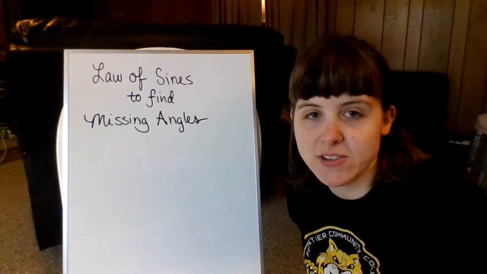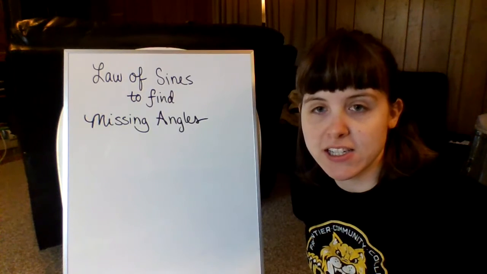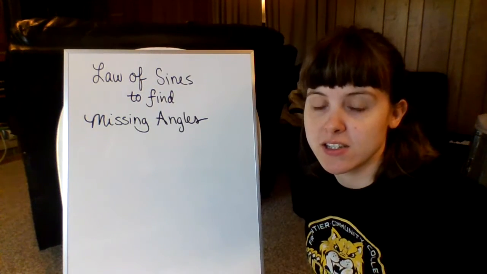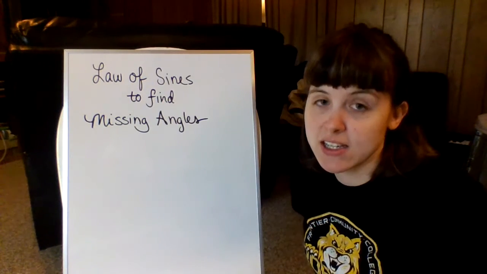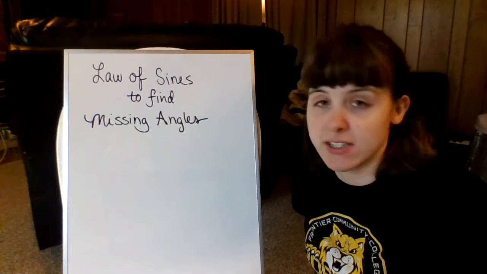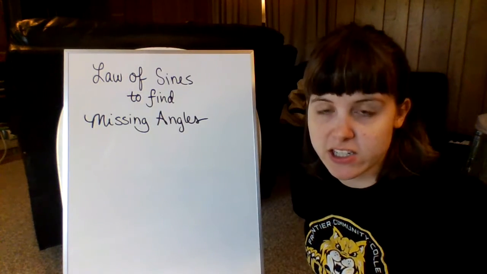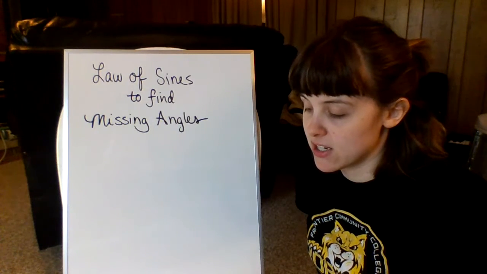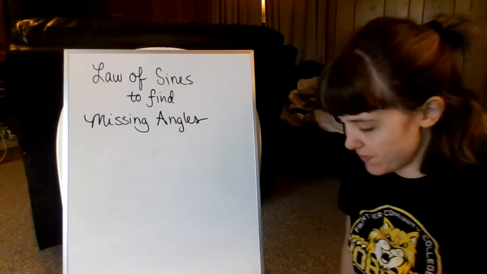Hi, this video is a continuation of law of sines, and this is going to be using law of sines to find missing angles. So the previous video was about using law of sines to find missing sides. This is about law of sines to find missing angles. So we're still going to be using law of sines, it's just going to be a little more extra work because we have to use sine inverse to find the angles.